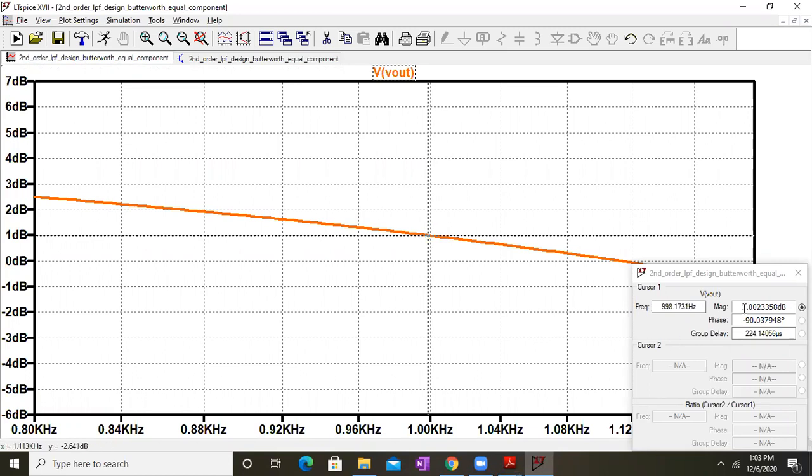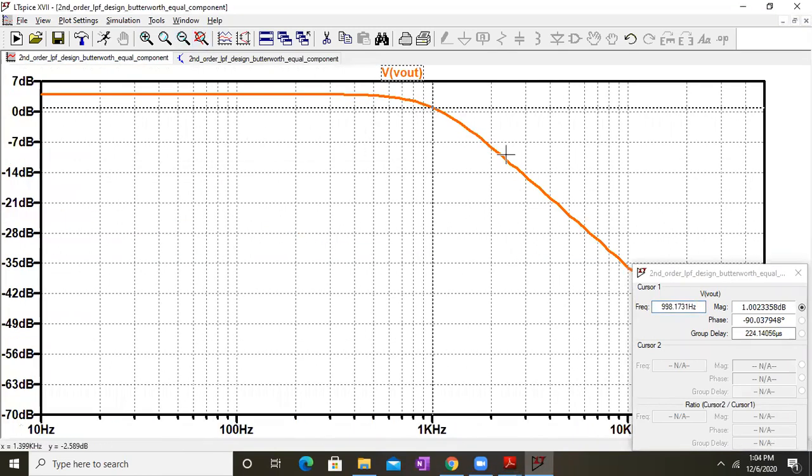So around 1 dB over here we can see 3 dB down, right? From 4 dB, if you cut 3 dB, you will get 1 dB. So around 1 dB, you are getting the frequency as 998 hertz. We have designed it for 1000 hertz, but we are getting 998.17 hertz. That's quite close. And the Butterworth response is the smoothest response, so the transition from the passband to the stopband is very, very smooth.